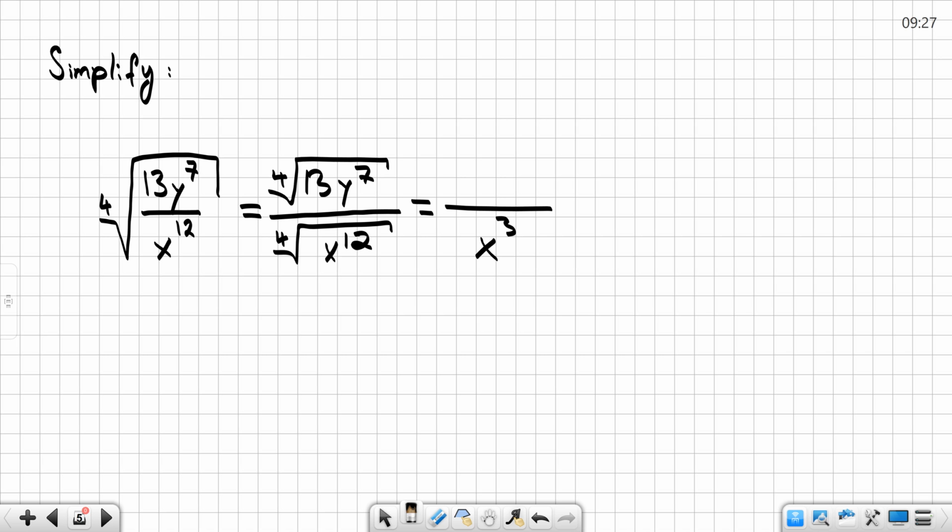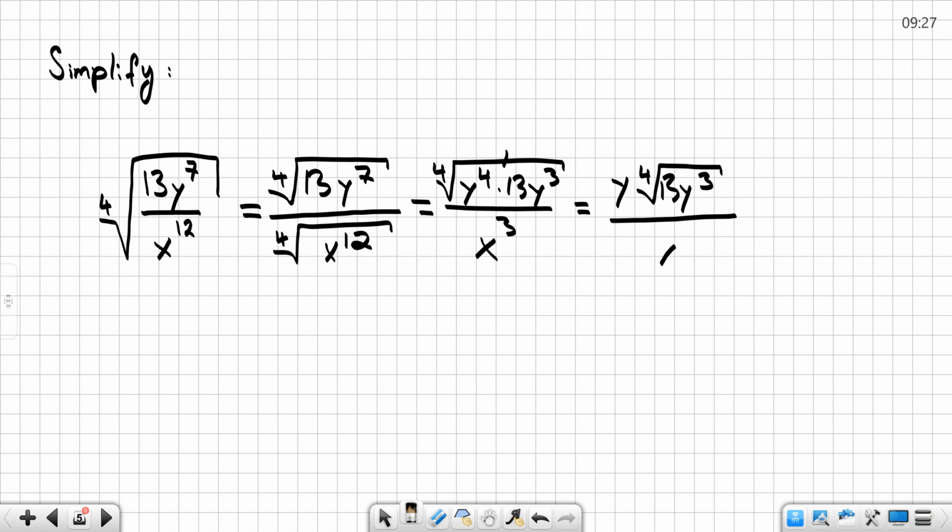In the top, there is not much that we can do. 13 is a prime number, but y to the 7th has one factor of y to the 4th in it. So there is just a slight little bit that I can split up right here. This is the 4th root out of y to the 4th. And that will be leaving me with just 1y. And the rest that is still there is 13y to the 3rd all over x to the 3rd.